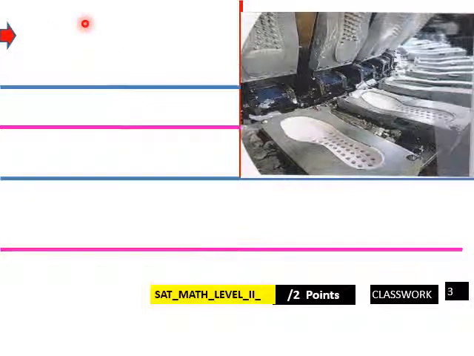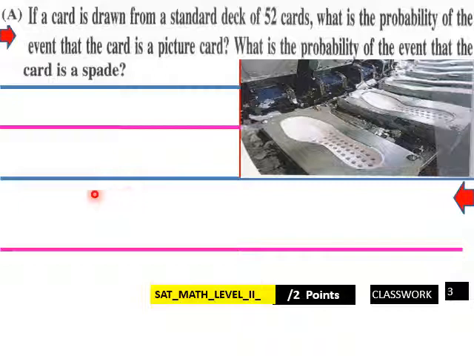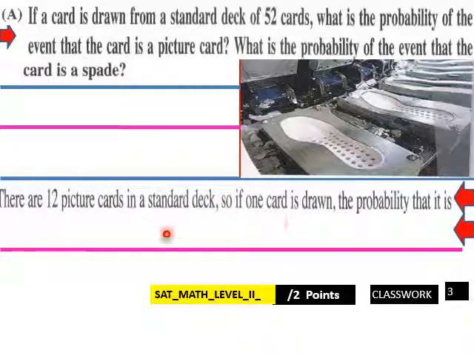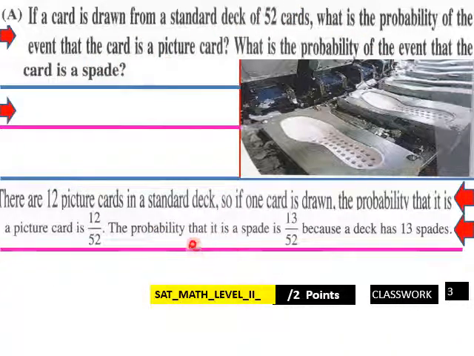If a card is drawn from a standard deck of 52 cards, what is the probability of the event that the card is a picture card? What is the probability of the event that the card is a spade? So we have two questions here. There are 12 picture cards in this standard deck, so if one card is drawn, the probability that it is a picture card will be 12 out of 52. The probability that it is a spade is 13 out of 52 because the deck has 13 spades. So that answers both of those.